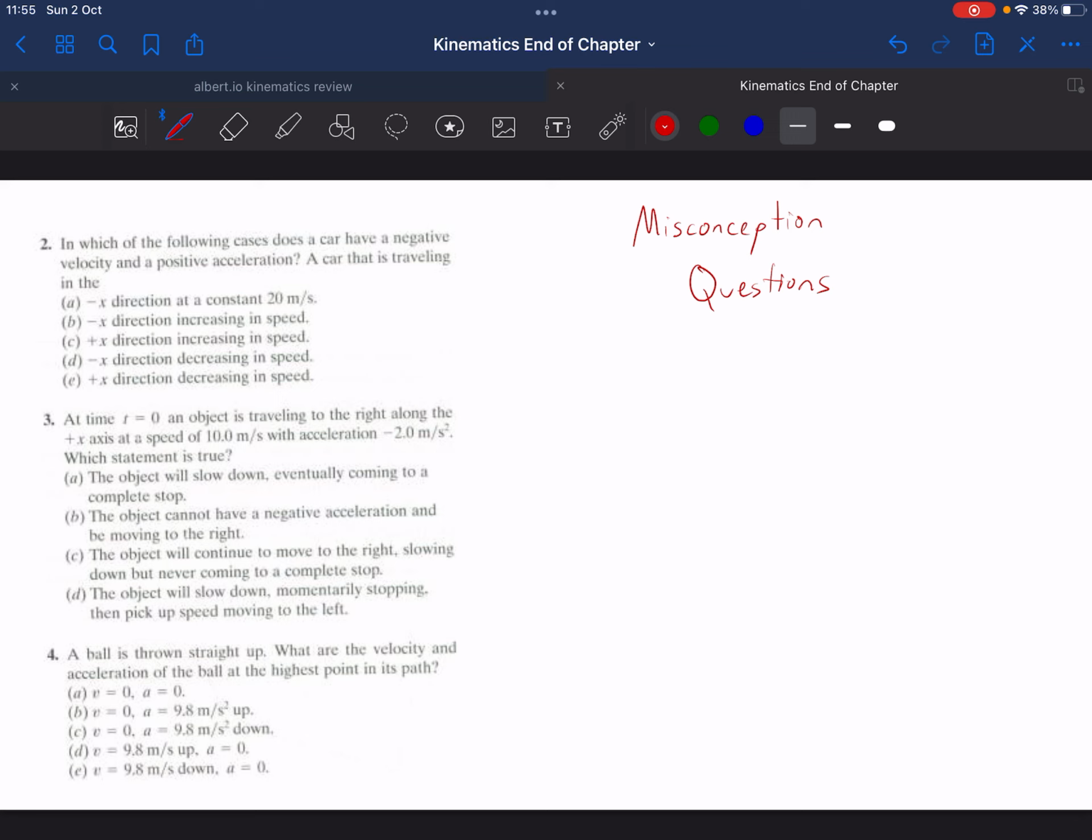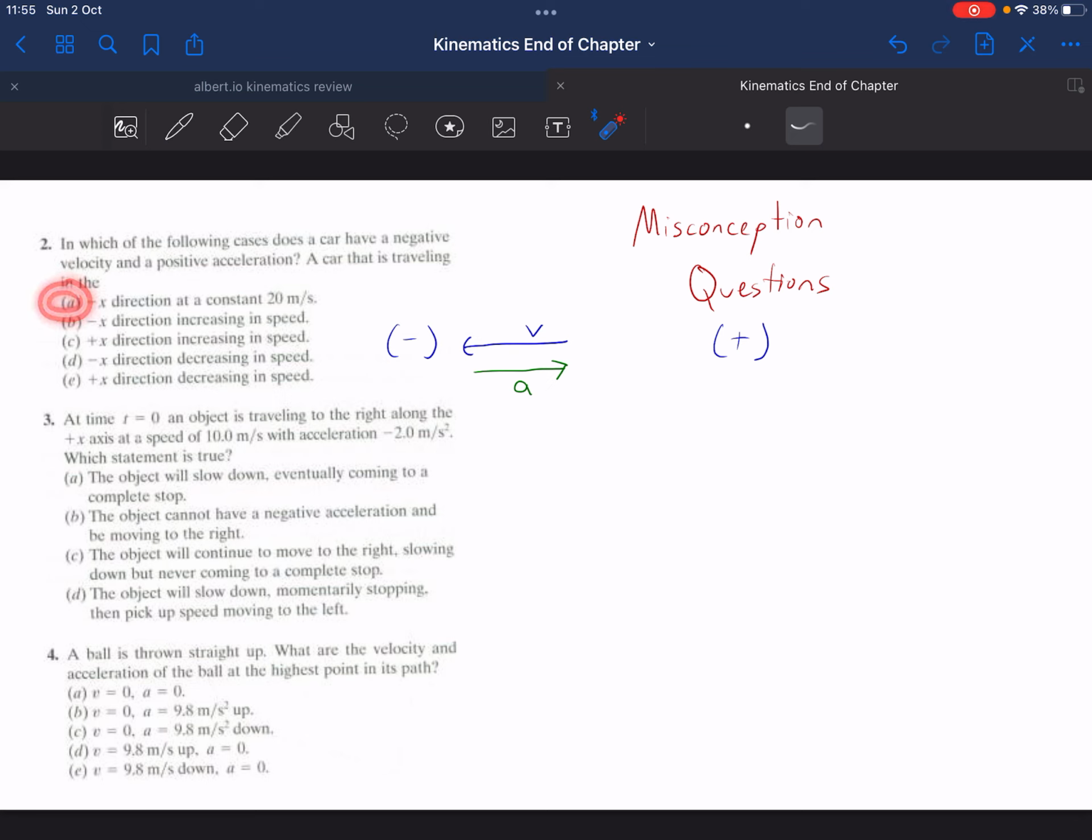So number 2, in which of the following cases does a car have a negative velocity and a positive acceleration? So I'm going to draw a little vector diagram here. The typical convention is left is negative, right is positive. So this would be a velocity going to the left and an acceleration going to the right.